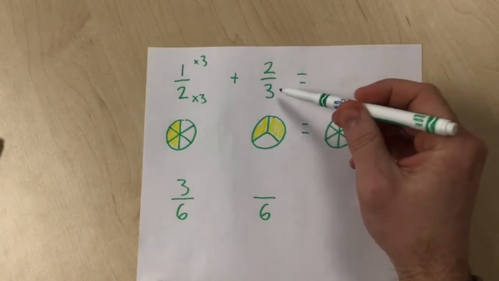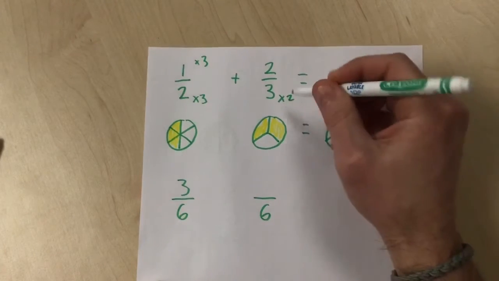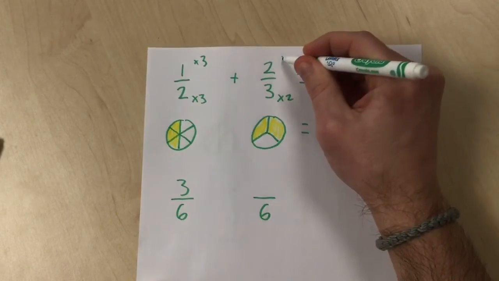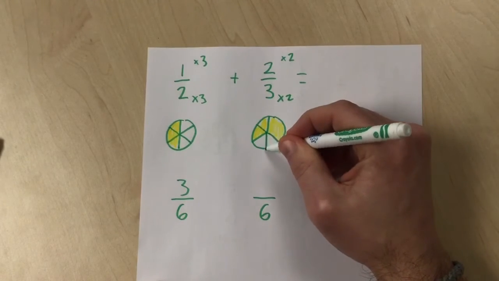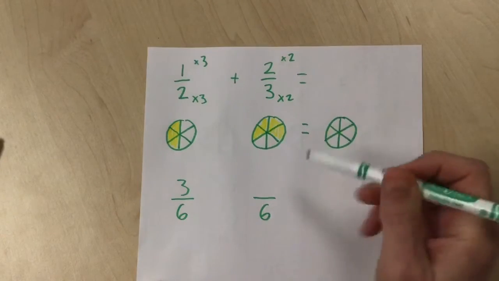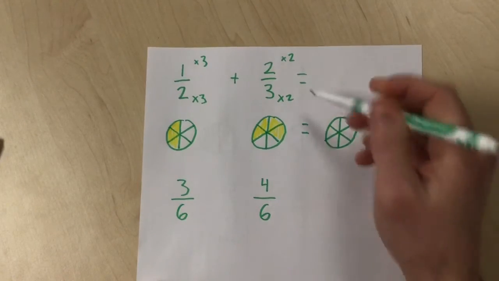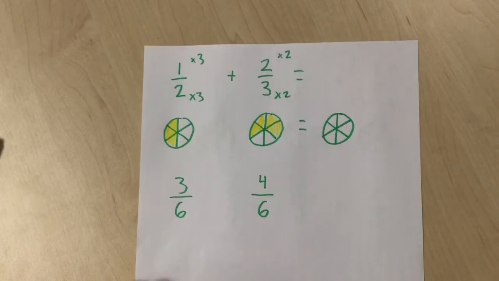6. Same thing here. To turn a 3 into a 6, times 2. If you times 2 on the bottom, you've got to times 2 on the top. What that does is it cuts all the slices into 2 parts, and you can see that 4 of those slices are colored because 2 times 2 equals 4. Now we run into a new problem.